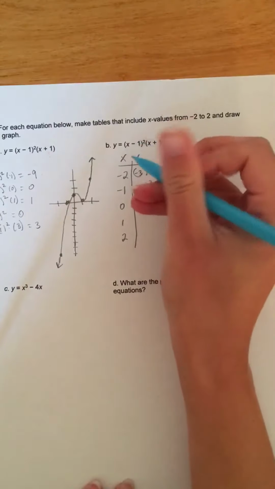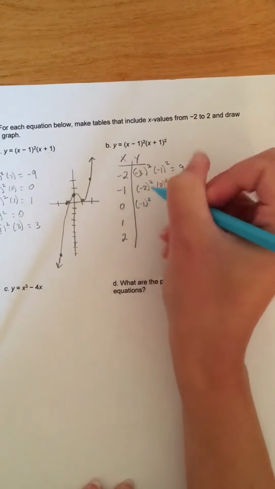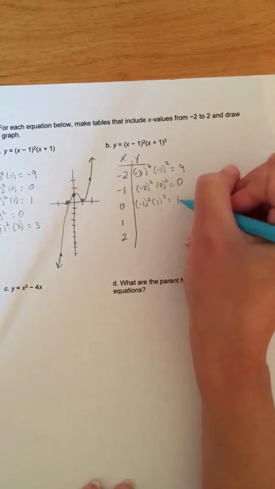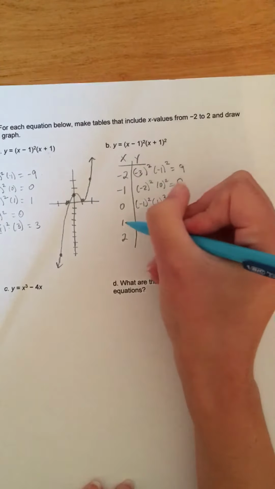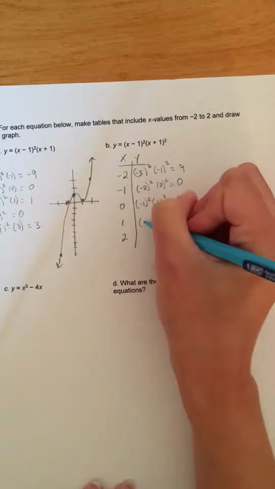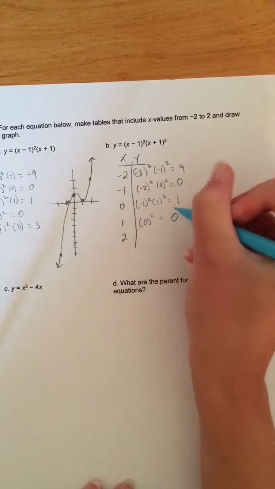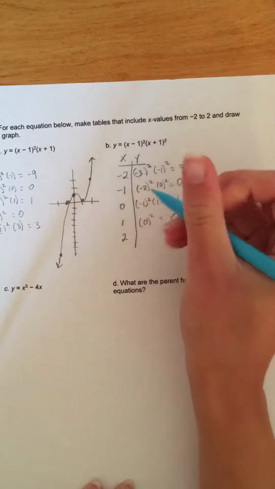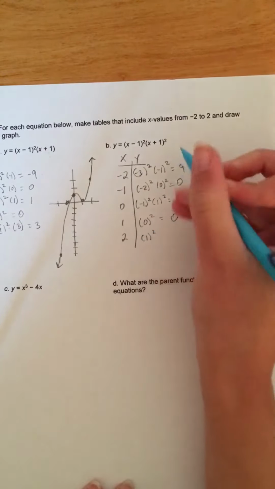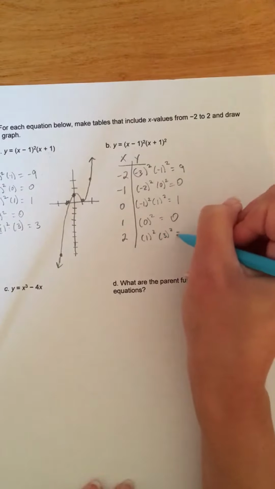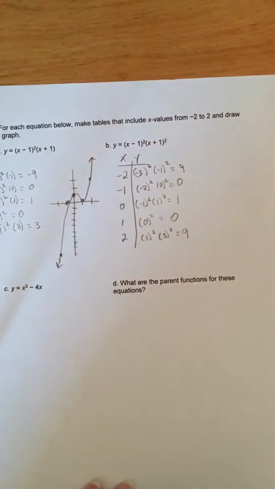Plug in a 0: 0 minus 1 is -1. Plug in a 0 here, that's just a 1 squared, so that'll end up being a +1 altogether. Plug in 1, that'll be a 0 squared in the beginning. That part doesn't even matter. Plugging in a +2, 2 minus 1 is a 1. Plugging in 2 here, that'll be a 3 squared. So multiply those together, you get +9.